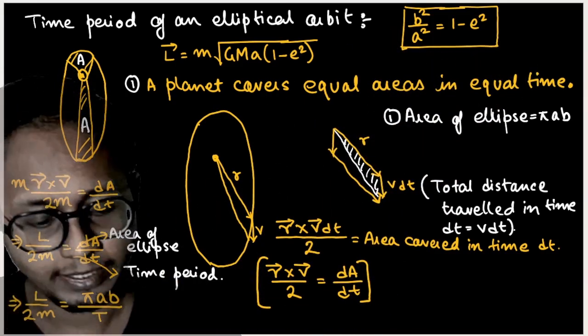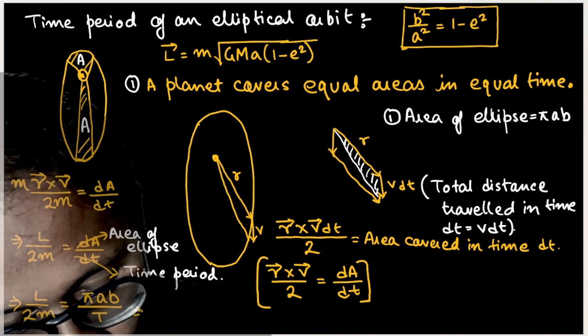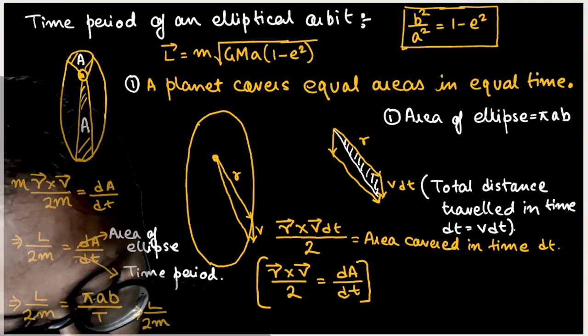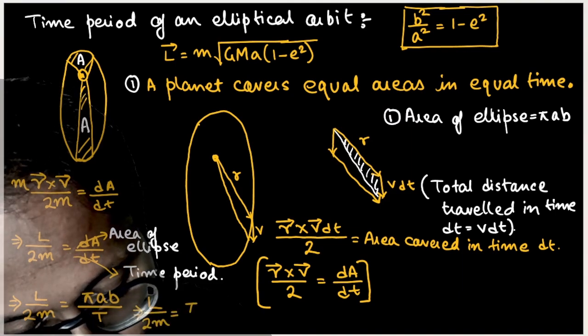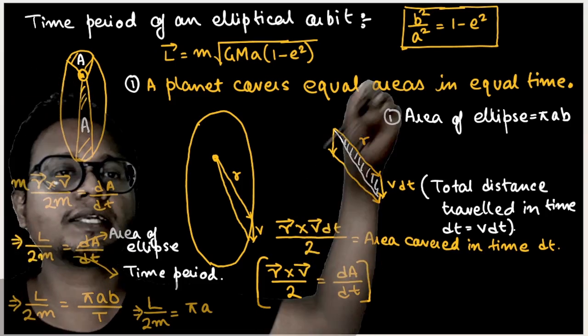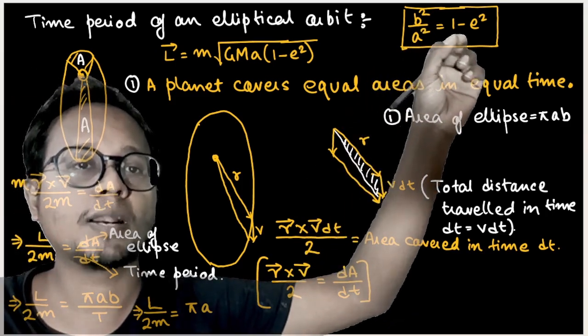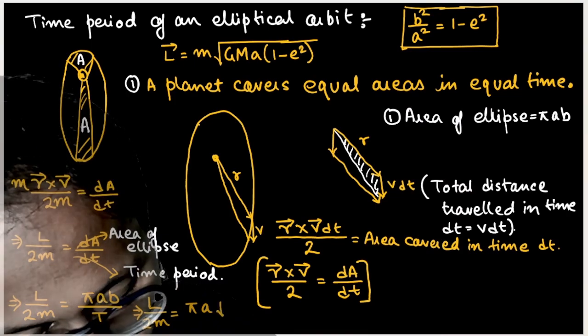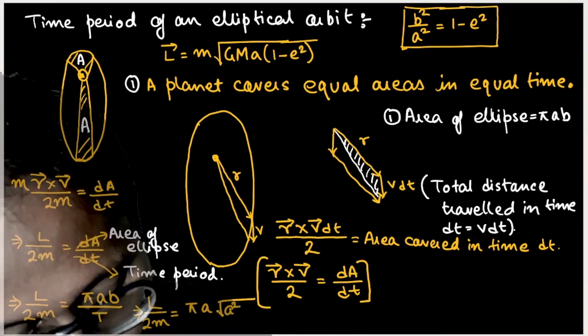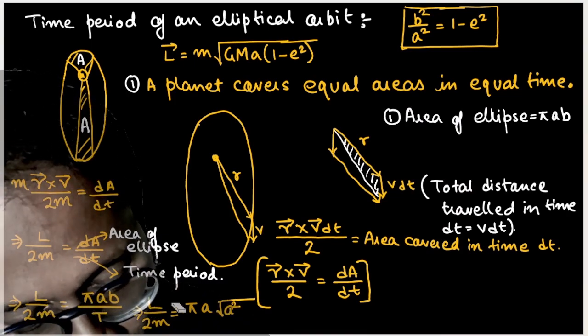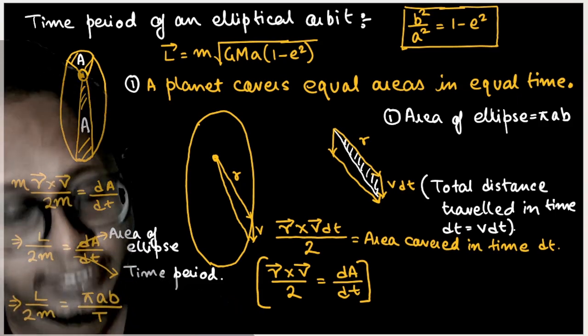From this formula, I'll substitute the value of b. Now angular momentum by 2m is nothing but pi into a into, what is the value of b? The value of b is nothing but under root of a square into 1 minus e square. It's getting very cluttered, so let's solve this.